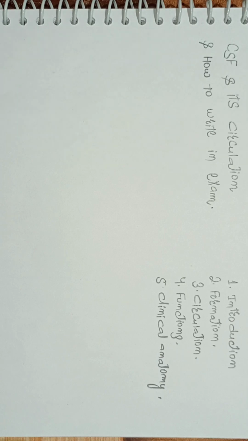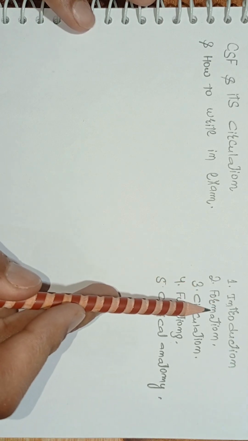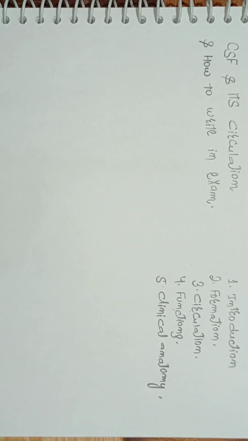Oogway here, and today I bring you CSF and its circulation and how to write this question in your university exams. This is the video from the playlist of the meninges of the brain and the cerebrospinal fluid, which is the chapter 2nd from the Neuroanatomy book of BDC. Clear? This question, CSF and its circulation, we will study it under the 5 headings: introduction, then formation, then circulation, then functions, and clinical anatomy of CSF.